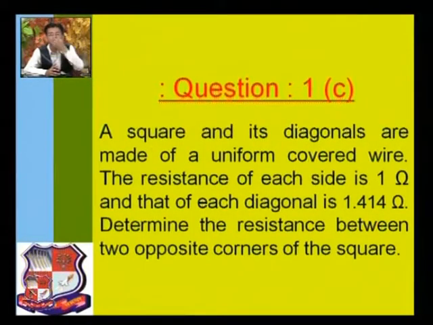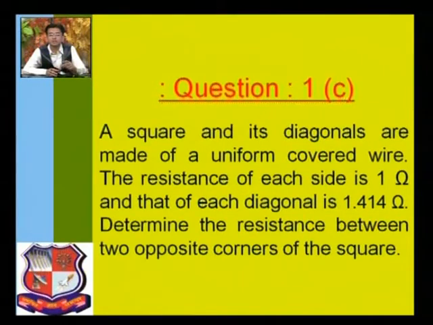Now let us begin with the third question. What is the third question? The third question was a numerical. In that numerical, it was said that with the help of star-delta transformation or another transformation, you have to find the equivalent resistance between the two terminals of a square. In the data it is mentioned that a square and its diagonals are made up of a uniform covered wire.